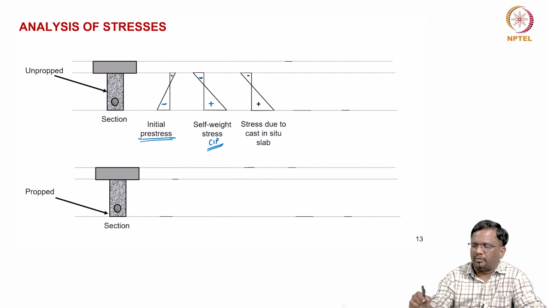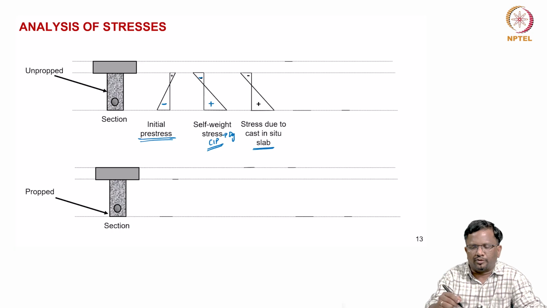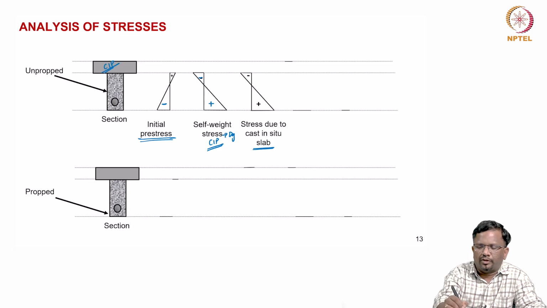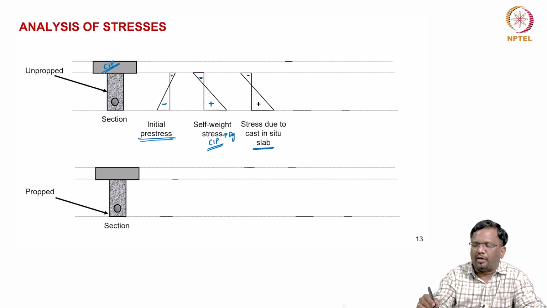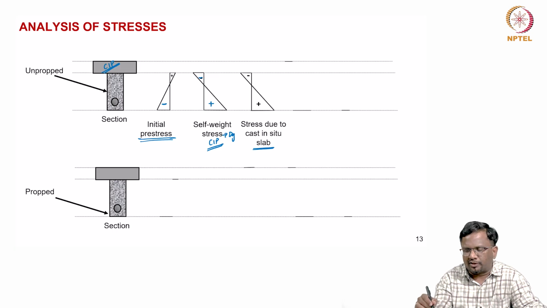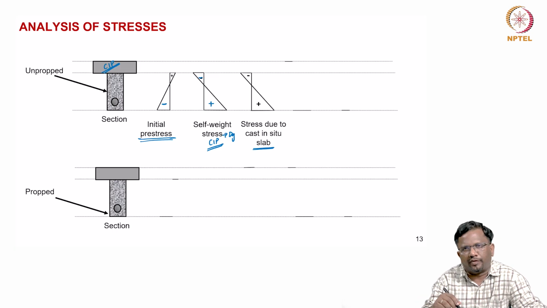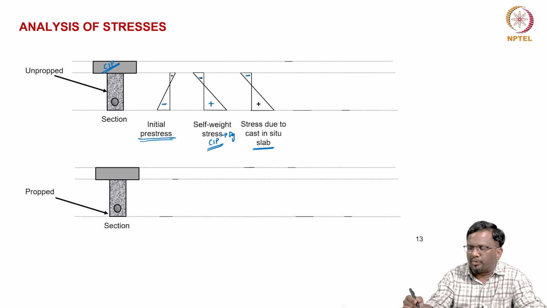Then this is due to the girder itself, the self-weight of the girder. This is the stress due to the cast in place slab. So, this is the CIP. Okay. So, the self-weight of the girder will create compression at the top and tension at the bottom. Similarly, the self-weight of the cast in place slab will create compression at the top and tension at the bottom.